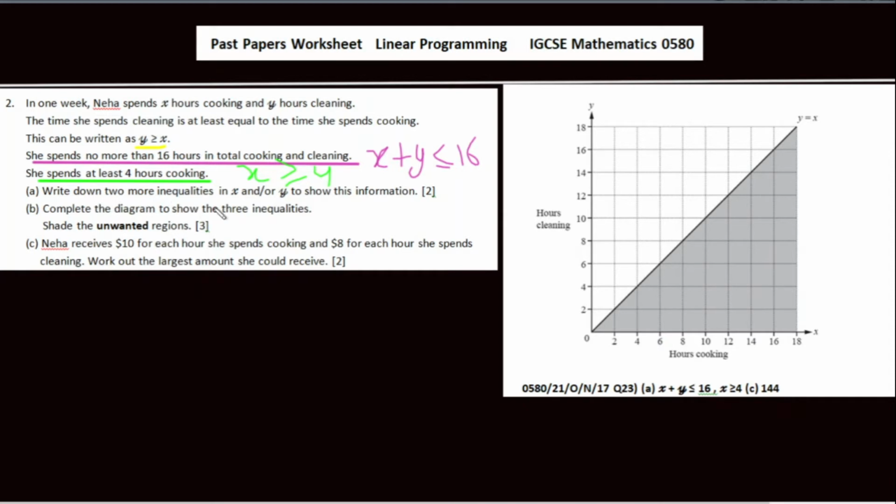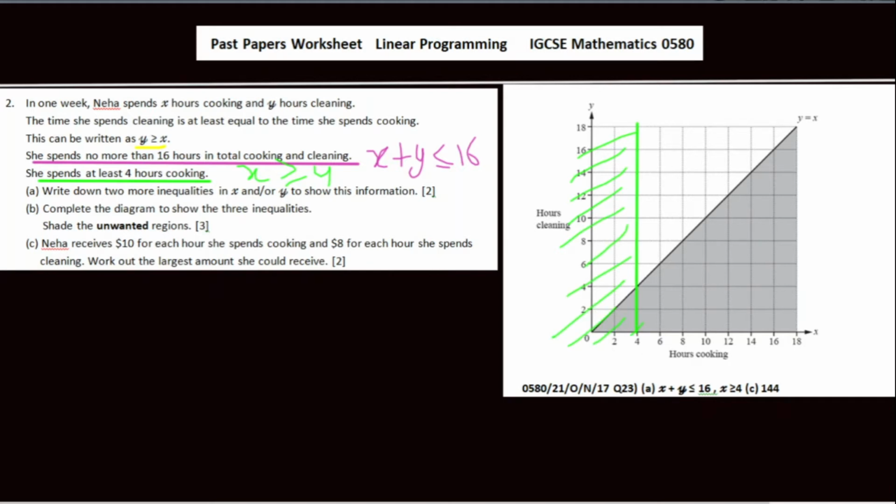Part B, complete the diagram to show 3 inequalities. Shade the unwanted region. So one of the inequalities is already drawn and shaded, which is y is greater than or equal to x. Then we have to draw the other 2 inequalities. So I'll draw the green one, x equals 4. It's going to be a line over here, and it says to shade the unwanted region. Since x is greater than or equal to 4, the required region is towards the right of this line, and I will discard and shade the region towards the left of this line.